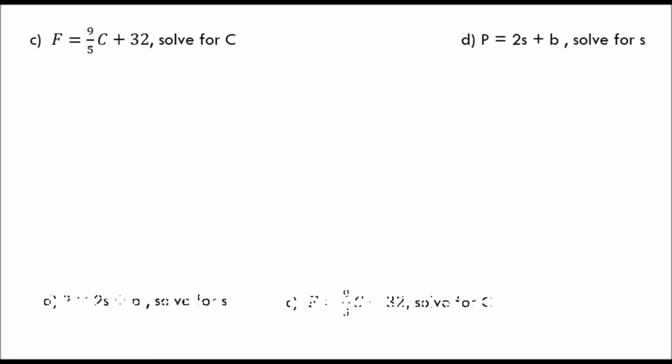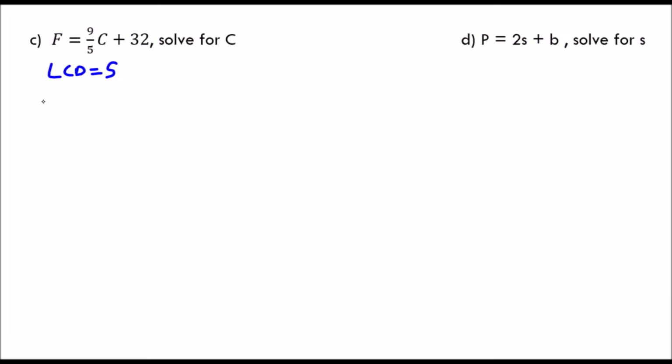Ooh, fractions. Now, again, same thing here. I want to isolate for c, but before I isolate for c, I'm going to destroy the fraction. How do I destroy the fraction? I'm going to multiply by the LCD. My LCD, since I only have one denominator, is 5. So this is like yesterday's lesson. So I got an LCD of 5 because it's the only denominator I have. So what I'm going to do here is multiply every term by 5. So 5f is equal to 5 bracket 9 over 5c plus 5 times 32.